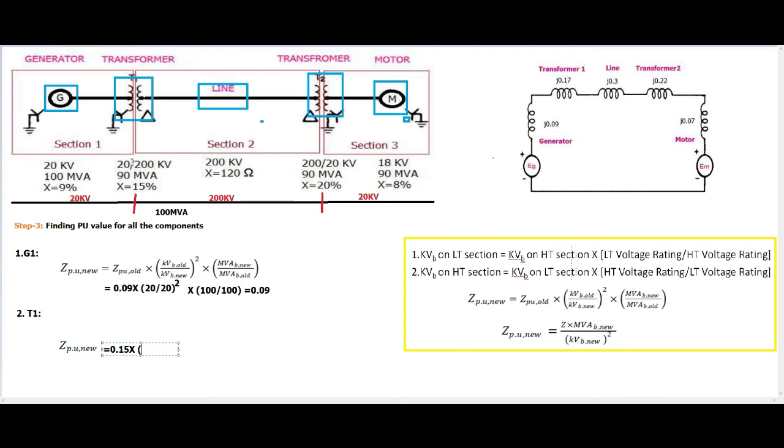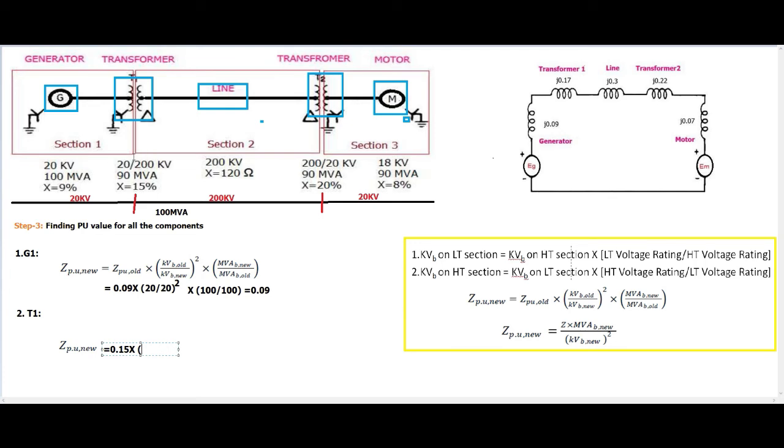Now there are two voltages in the transformer, the primary side as well as the secondary side. We can consider any one, either 20 or 200, but while you consider the new base voltage, you should consider which section it belongs to. If you take 20 kV as the old base voltage, it lies in section 1, so you have to consider the section 1 new base voltage.